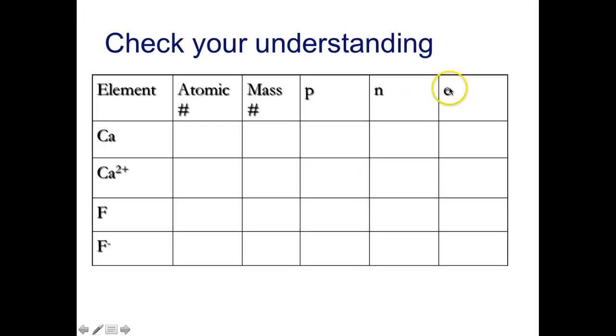Now I want you to do these check your understanding problems in your practice packet, and we are going to talk about them tomorrow. Remember, we have an atom of calcium, so this is neutral, an ion of calcium, and more specifically a cation because it's positively charged, an atom of fluorine, and an ion of fluorine. More importantly, a negative ion. So that is what you're going to work on, and we'll check your answer on Monday.